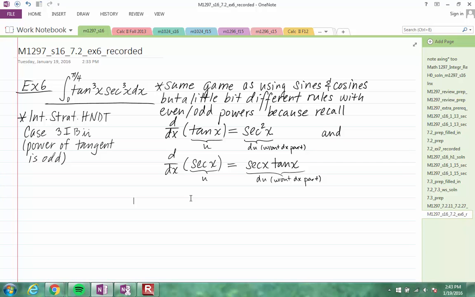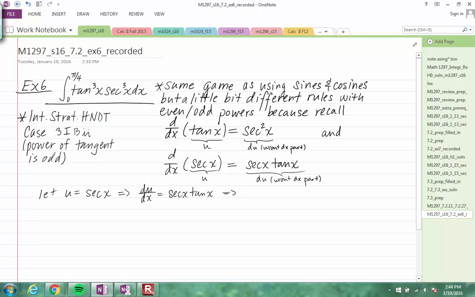So let's get going here instead of just talking about it. Because we're in this case, we're going to let u equal secant x. And one of the first things we're going to do is take the derivative of that to find the du. So just reviewing that again, take the derivative of u with respect to x, and what we get is secant of x tangent of x.